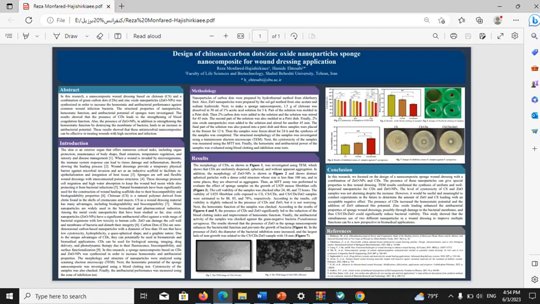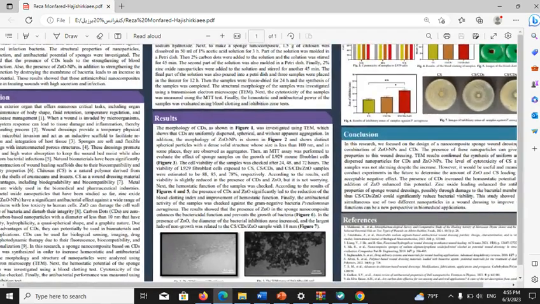Nanoparticles of carbon dots were prepared by hydrothermal method from elderberry fruit. Also, zinc oxide nanoparticles were prepared by the sol-gel method from zinc acetate and sodium hydroxide. Then, to make the sponge nanocomposite, 1.5 grams of chitosan was dissolved in 15 milliliters of 1% acetic acid solution for 3 hours. Finally, three different samples, including chitosan alone, chitosan and CDs, and chitosan, CDs and ZnO, were synthesized by the freeze drying method.